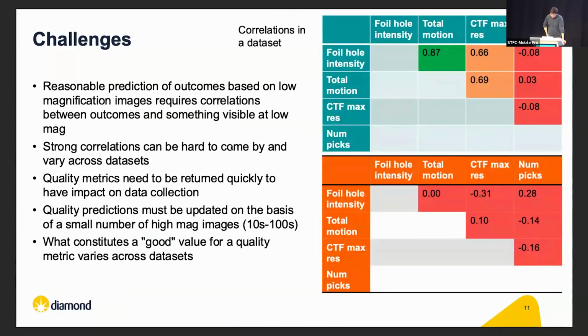So these are some basic correlation coefficient calculations on a couple of data sets. The blue one is one data set and the orange table is another. What I have in here is the total motion from motion correction, CTF max res, and number of picks from crYOLO. And then as a proxy for something visible at low mag, I'm just at the moment using, for this crude calculation, cutting out the foil hole from the grid square mag image and then taking the average pixel value. So that tells you something about the ice thickness, basically.